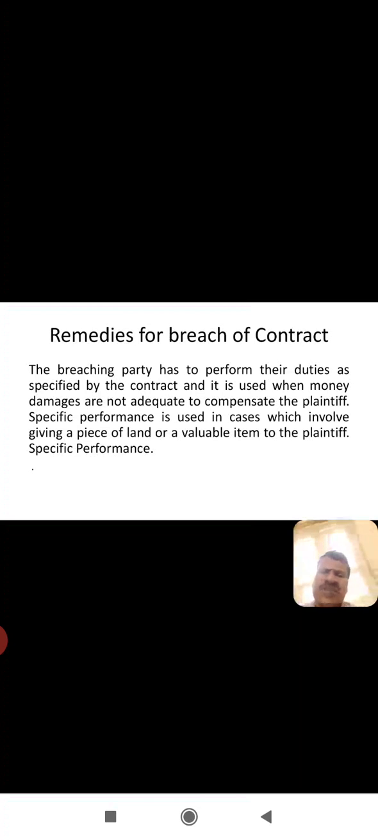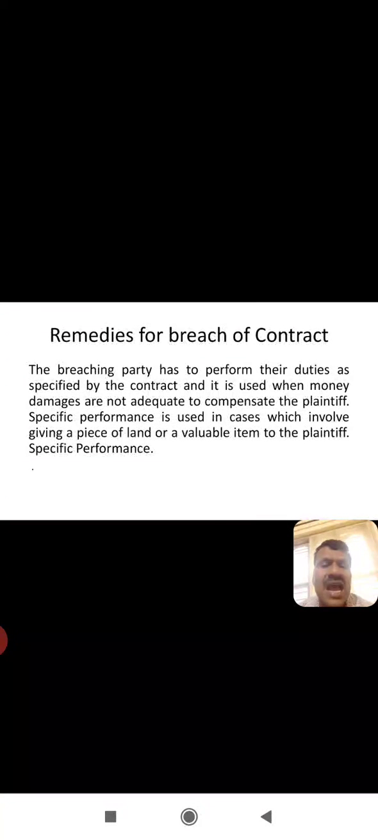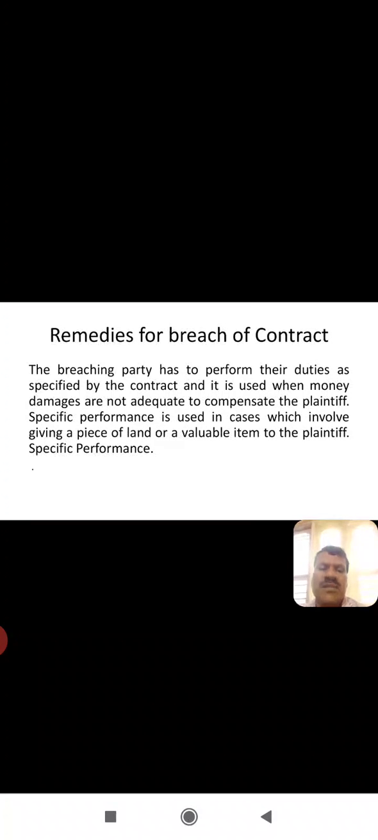Remedies for breach of contract. The breaching party has to perform their duties as specified by the contract, and it is used when money damages are not adequate to compensate the plaintiff. Specific performance is used in cases which involve giving a piece of land or a valuable item to the plaintiff. Specific performance.